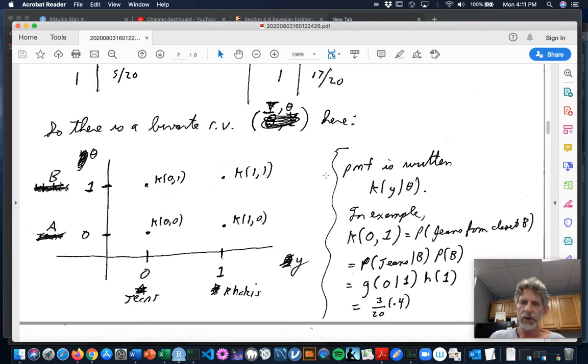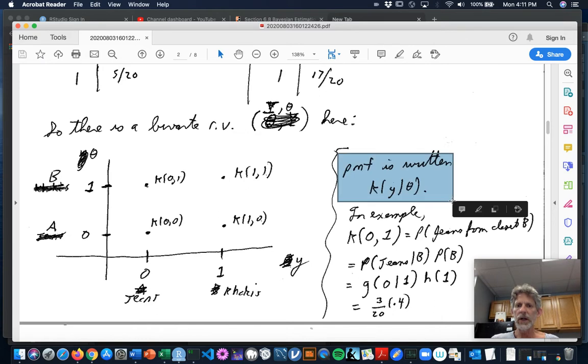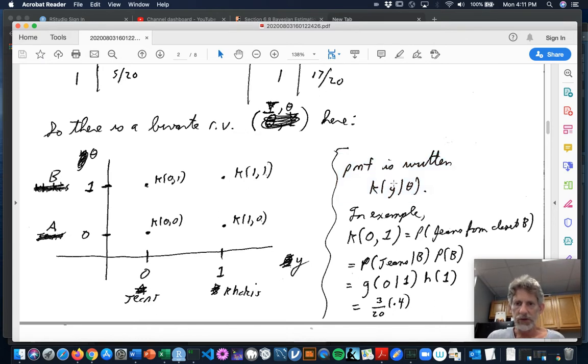And there's a probability mass function for this bivariate distribution. And it's supposed to be written K of Y comma theta. That is a typo. That should be K of Y comma theta. So let me fix that. K of Y comma theta. Okay.